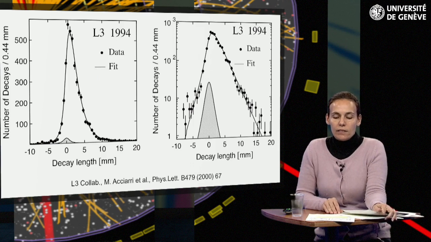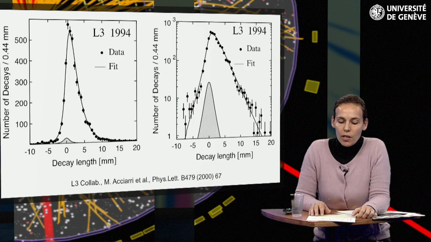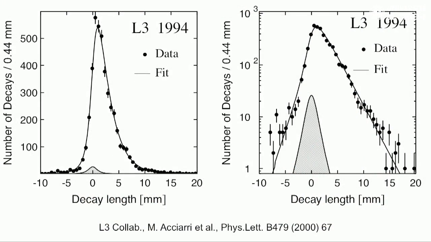The decay length distribution in logarithmic scale shows the expected exponential behavior, but modified by the experimental resolution, which is significantly worse than for direct time measurements. The slope of the distribution measures the average decay length, which in turn gives the lifetime as L divided by γβ. The global average tau lifetime, determined by the Particle Data Group, is 290.3 plus minus 0.5 times 10⁻¹⁵ seconds.